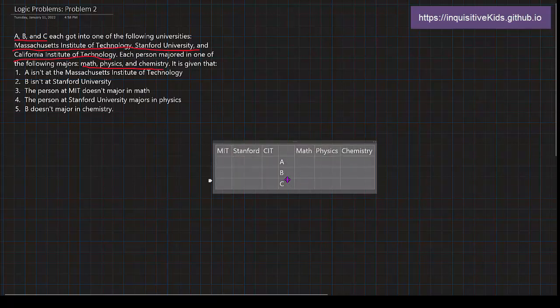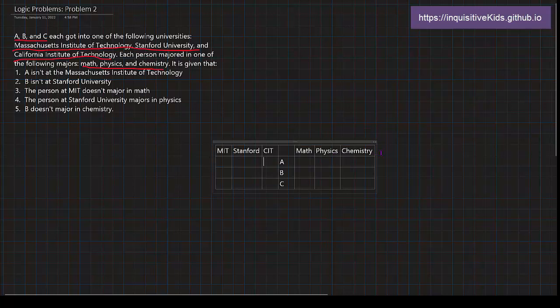They both share the 3 people. It's just that it's spanned off to one side, that's the major, and to the other side, that is where they study at. So let's start. Clue 1: A isn't at the Massachusetts Institute of Technology. The Massachusetts and California Institutes of Technology are just shortened to MIT and CIT. Of course, that's much easier to write. So A is not at MIT, which means that we can cross that out. B is not at Stanford University. Cross that out. The person at MIT does not major in math.